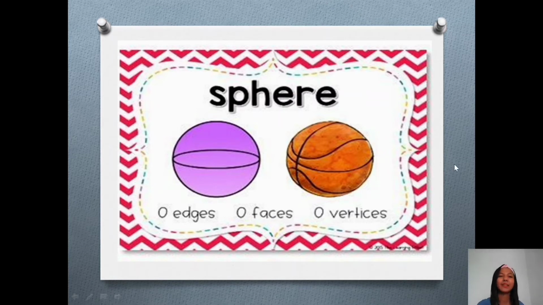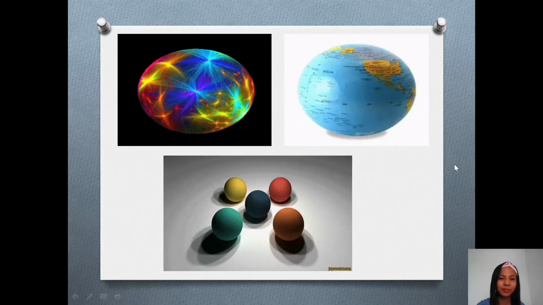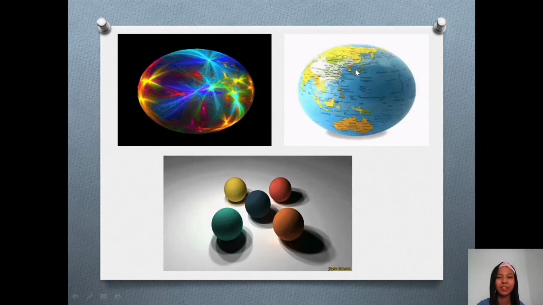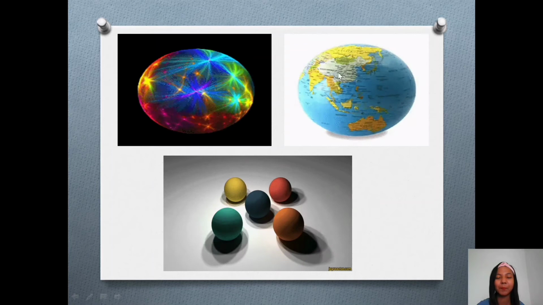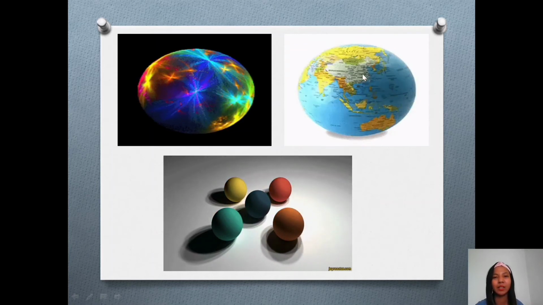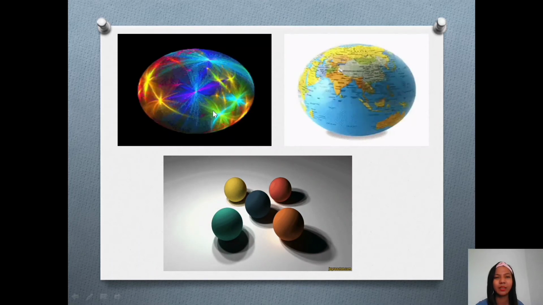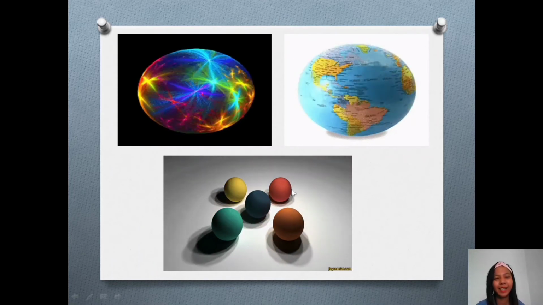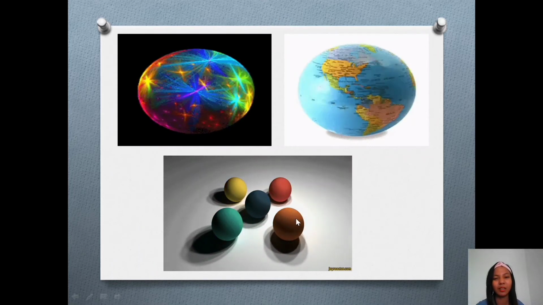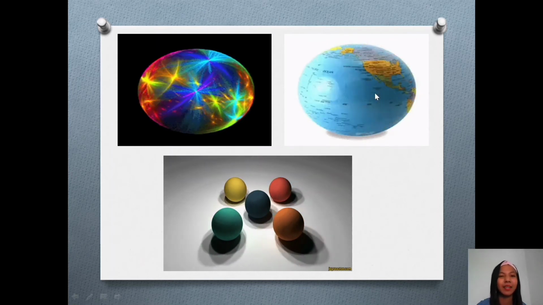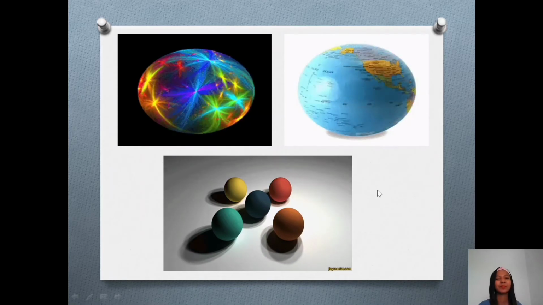Next, here is another example in real life where you can see a sphere shape. Like this one, a globe model, and this one, a marble, and this one, a ball. So that's it. This is a sphere.